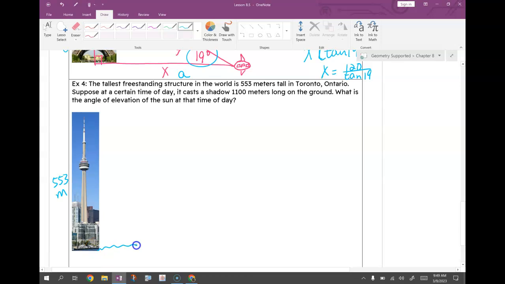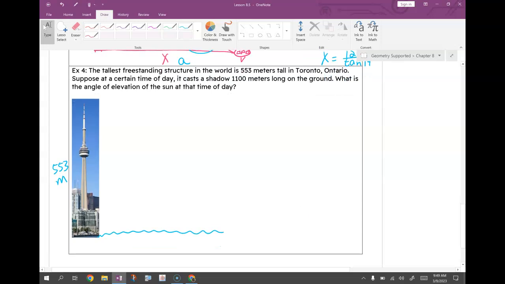The shadow goes on the horizontal, correct? The shadow is how much? 1,100, still meters. Okay, let's go ahead and connect and make our triangle here. Last thing, guys, it says the angle of elevation is what we are looking for.